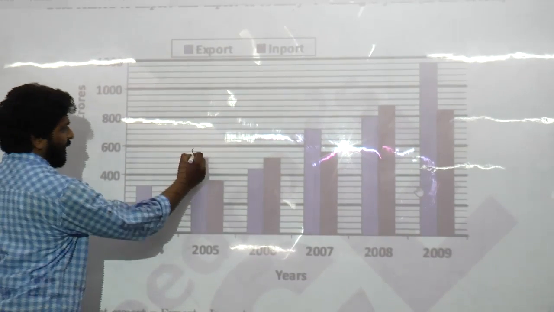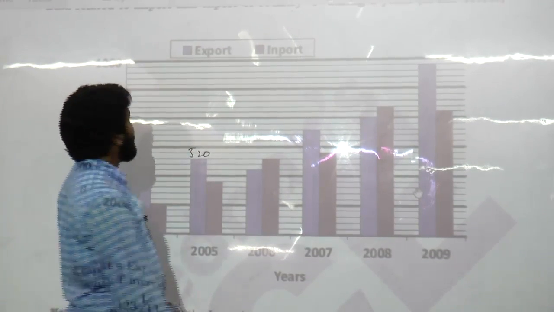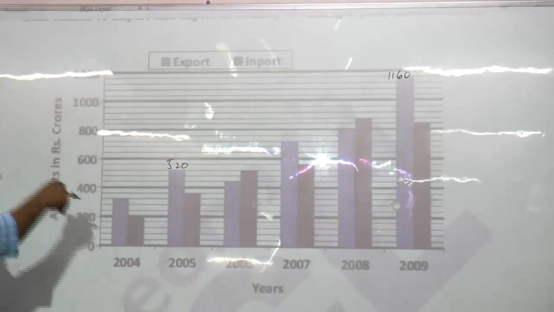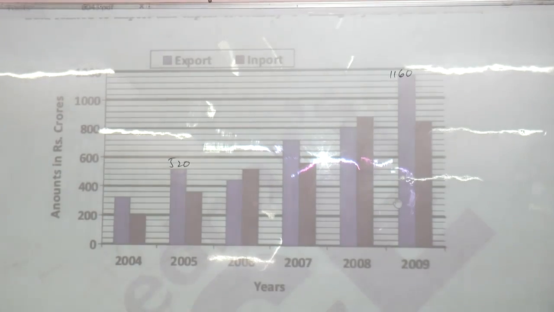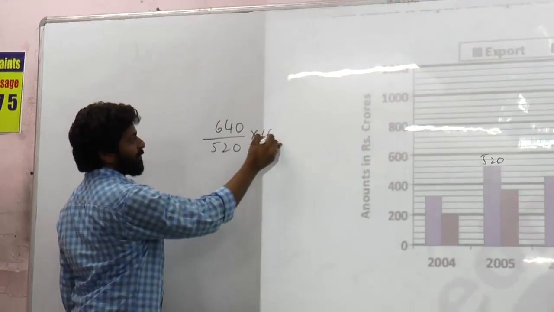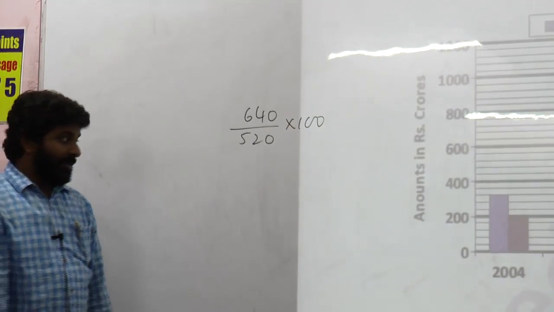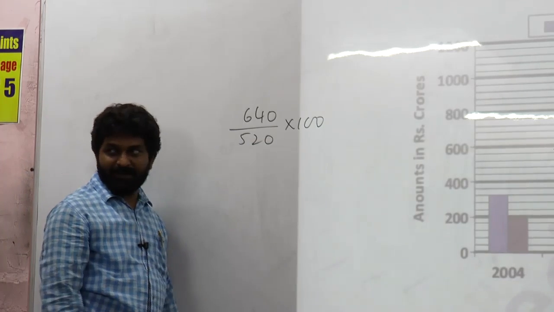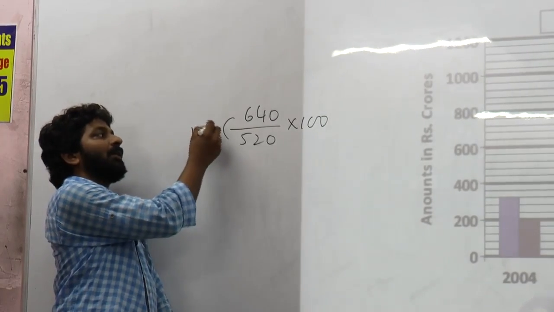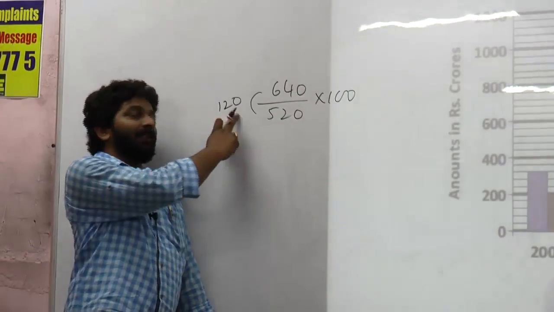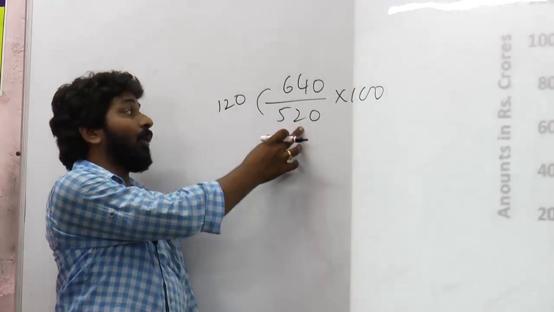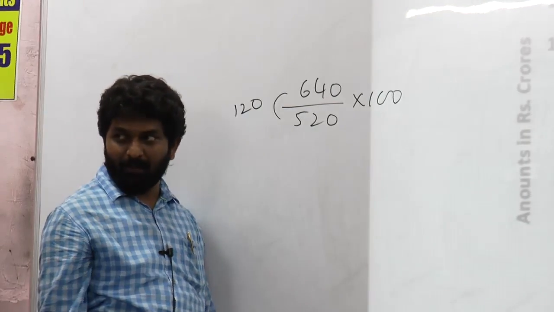Export in 2005 is 520. And in 2009, 40 less than 1200, 1160. 520 increases to 1160, increased by 640 out of 520, percentage, right? So into 100. Numerator is more than denominator, so answer is more than 100%. How much is the difference between numerator and denominator? 120. Now you need to understand 120 forms what percent? 10% of denominator 52, 20% 104. This is more than that. So answer should be more than 120%.